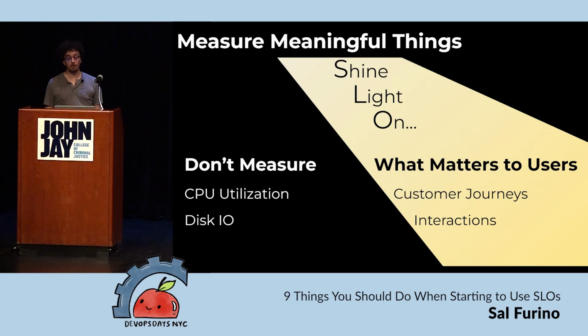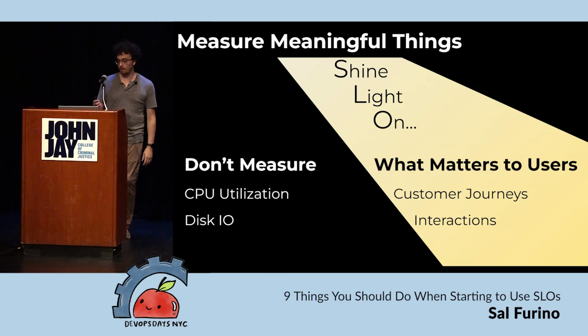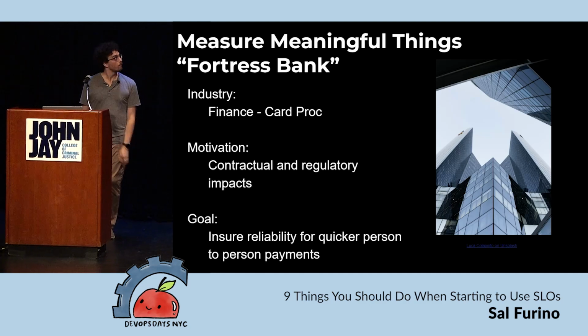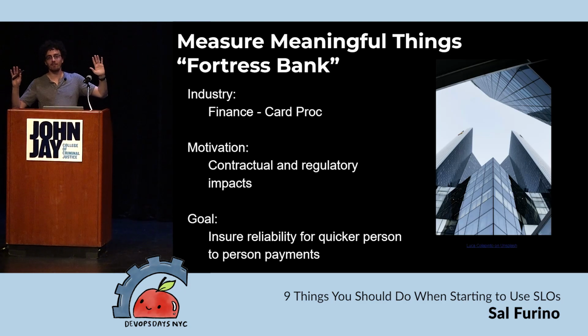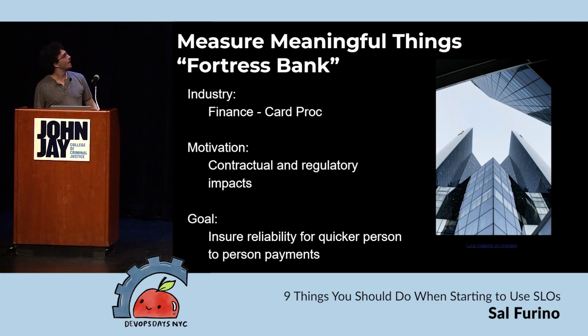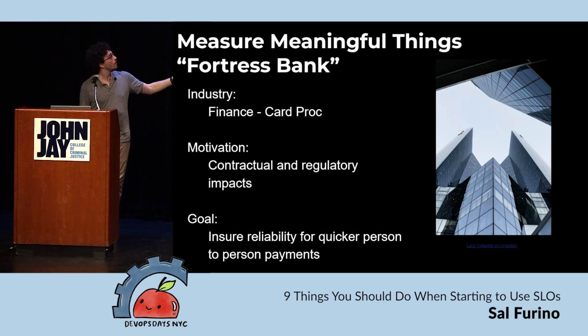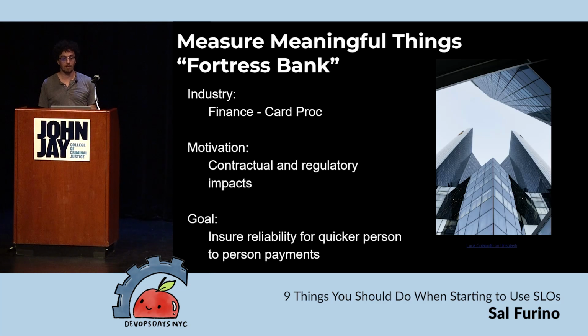Here we're going to go through an example of a service architecture and briefly talk through how a collection of services contribute towards a user journey. So first off, example customer here. All names have been changed to protect those who are unreliable. They're in the finance industry. They're a card processor. They have contractual and regulatory impacts for being reliable. And they have a goal to ensure reliability for quicker person-to-person payments.